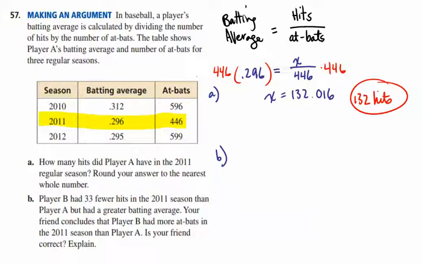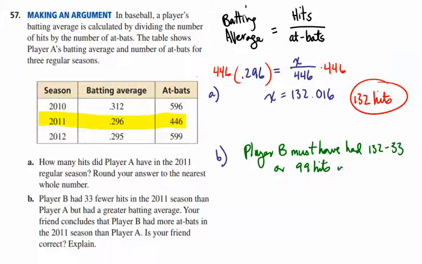Now, this is similar to one of the problems that we talked about before. We have a number of quantities in a problem, and as one goes up, how does that affect the other? So let's talk about this for a second. Player B had 33 fewer hits. So do we know how many hits player B has? Player B must have had 132, which is what player A had, minus 33. So that would be a total of 99 hits in the 2011 season.